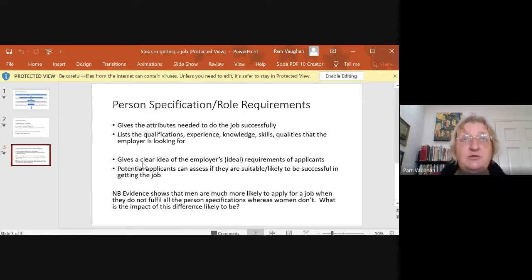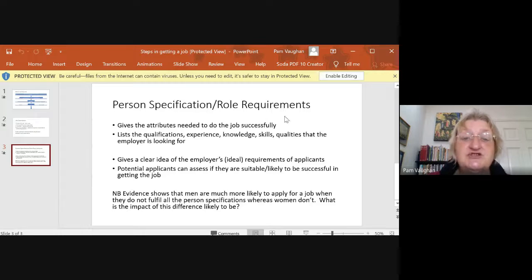Typically it will ask for a particular level of qualifications, maybe a level of experience, a number of years' experience, maybe particular skills, being a good communicator, having a lot of attention to detail, or being willing to work in varied and challenging settings, that sort of thing. So it's the qualifications, knowledge, skills and qualities the employer is looking for. Basically it gives an employer's ideal requirements of the applicants.